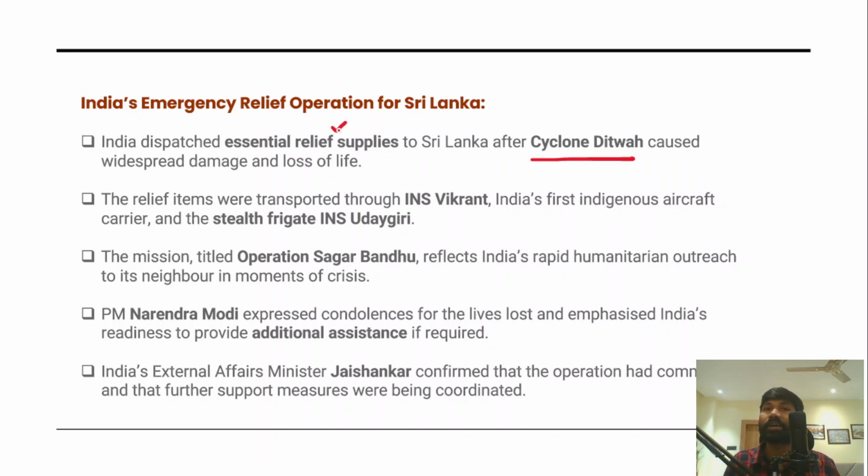And the Indian Navy has launched Operation Sagar Bandhu, right? Both INS Vikrant and INS Udaygiri are involved as part of Operation Sagar Bandhu. This operation reflects India's humanitarian outreach to its neighbors in moments of crisis under India's Neighborhood First policy and also under Vision Mahasagar.